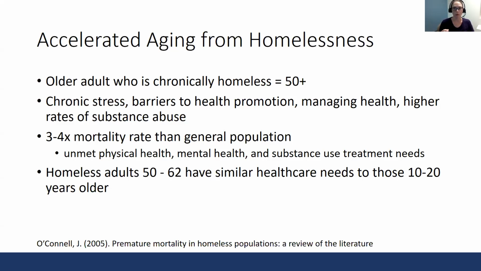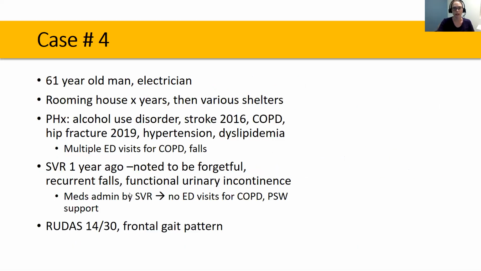When you look at why the mortality rate is higher in younger individuals who are homeless, it's more related to infectious diseases and substance use. But we're seeing likely preventable illnesses in the older group, like the cardiovascular deaths and cancer deaths, because of those unmet physical health needs throughout their life in the shelter system. Homeless older adults 50 to 62 have similar healthcare needs and comorbidities as those who are 10 to 20 years older. And I just want to highlight the accelerated aging that's seen with another case.